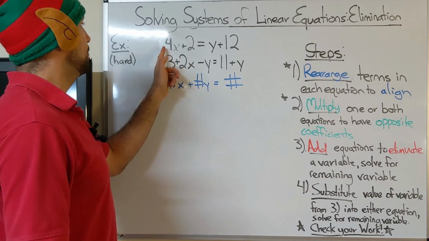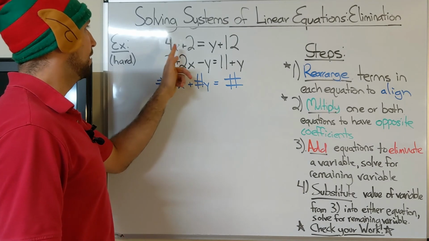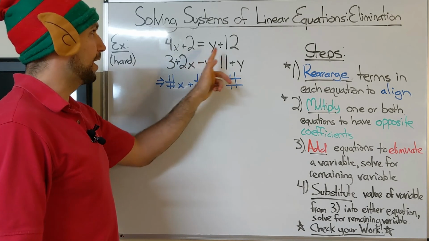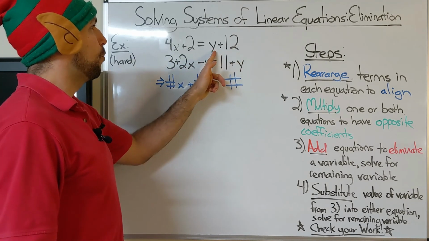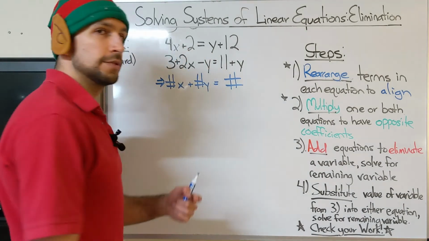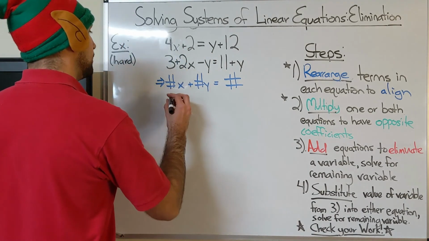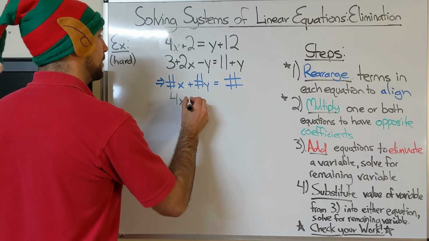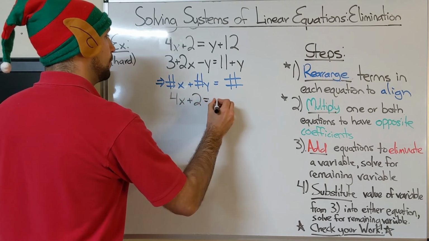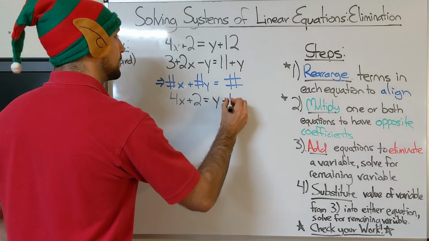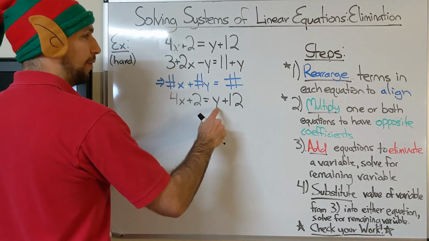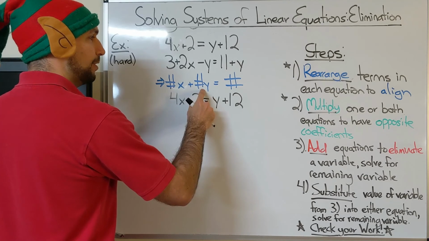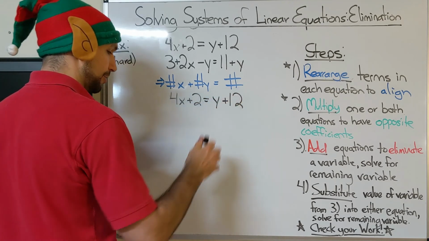In our first equation, we have x's on the left, good, but then we have this constant we're going to have to move to the right, and we have a y on the right, we need to move to the left. So let's deal with that first equation. We had 4x plus 2 equal to y plus 12. Again, I would like to move the y's to the left side of the equation and the numbers to the right side of the equation.